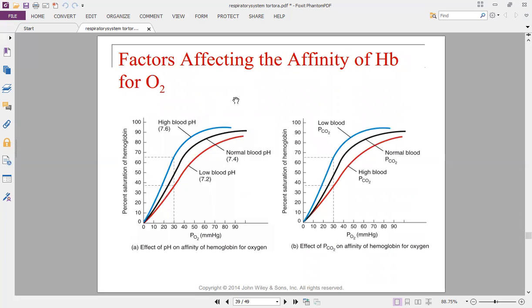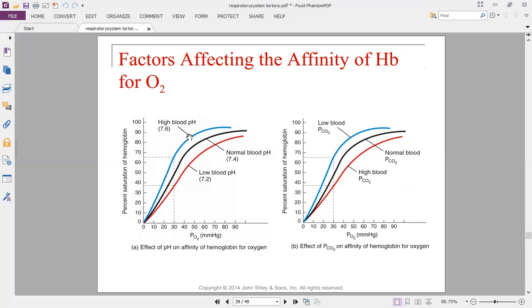So there are various factors affecting the affinity of hemoglobin for oxygen. The black curve here shows you the normal hemoglobin, how the hemoglobin saturation is affected by the partial pressure of oxygen. The more oxygen that you have, the more saturated the hemoglobin will be. And this is an S-shaped curve. So there are cases in which this curve either shifts up or shifts down.